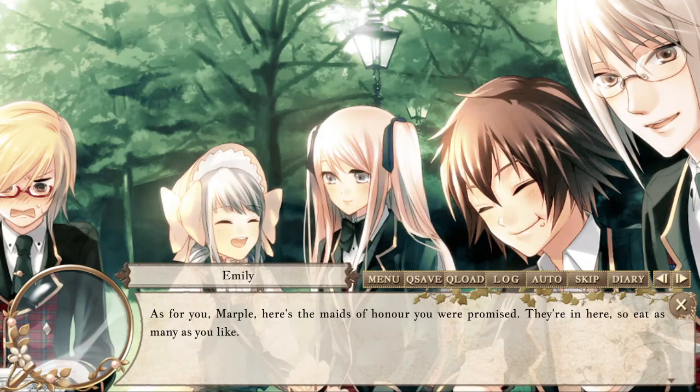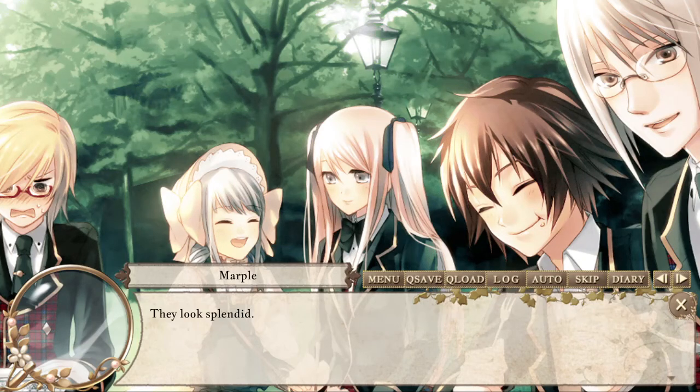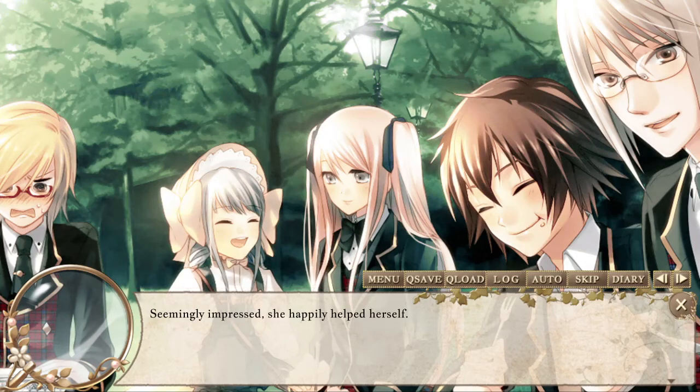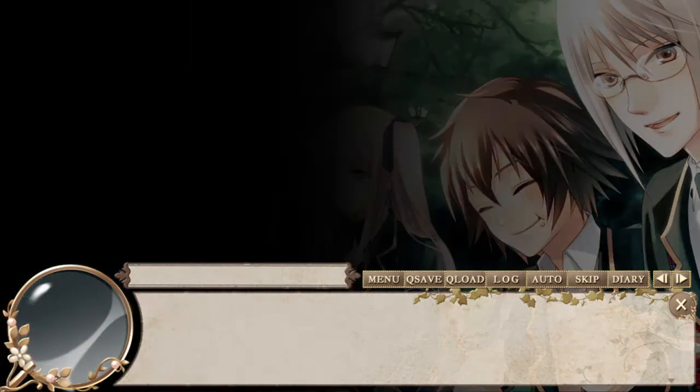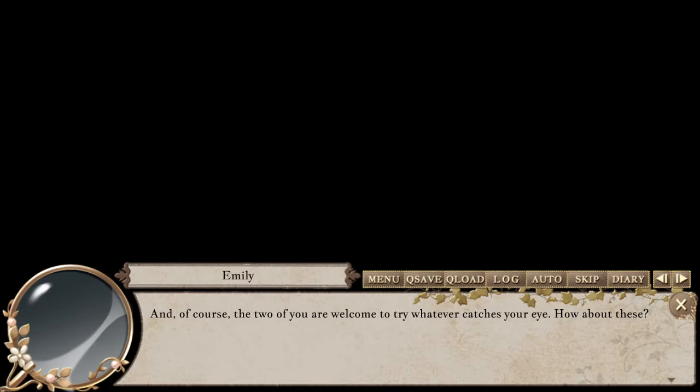As for you, Marple, here's the maids of honor you were promised. They're in here, so eat as many as you like. They look splendid. Seemingly impressed, she happily helped herself. I'd love it if you would try mine as well. I put my whole heart into making them. Oh, thank you. It would be my pleasure. And, of course, the two of you are welcome to try whatever catches your eye.